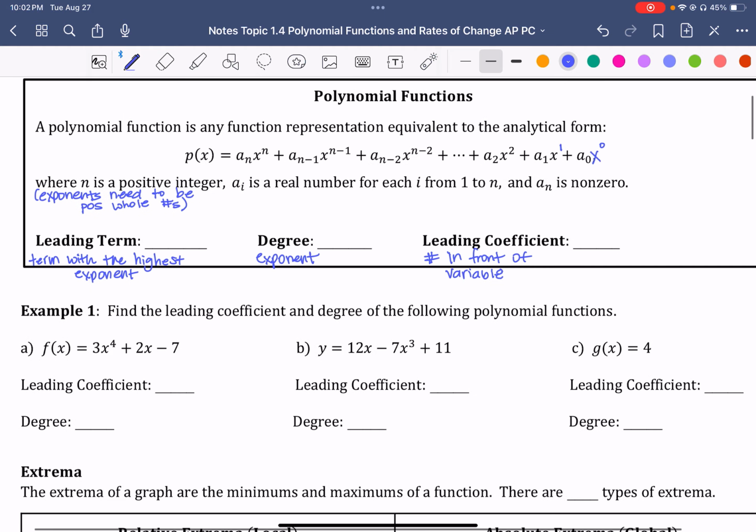Okay, so if you're looking at this example when I gave it to you, remember I said 5, 4, 3, 2, 1, and then 0.